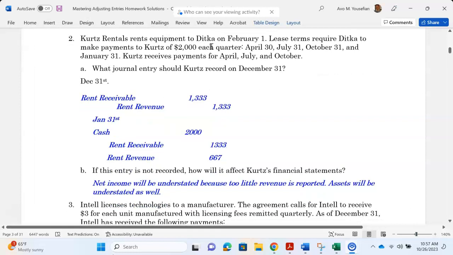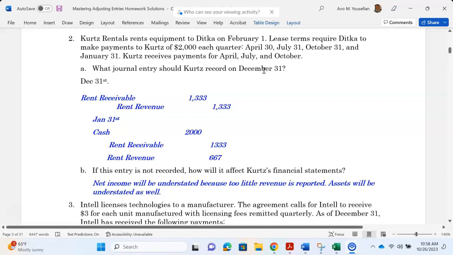Kurtz Rentals rents equipment to Ditka on February 1st. Lease terms require Ditka to make payment to Kurtz of $2,000 each quarter: April 30th, July 31st, October 31st, and January 31st, each quarter. Kurtz receives payment for April, July, and October. So far, so good, right? What journal entry should Kurtz record on December 31st?